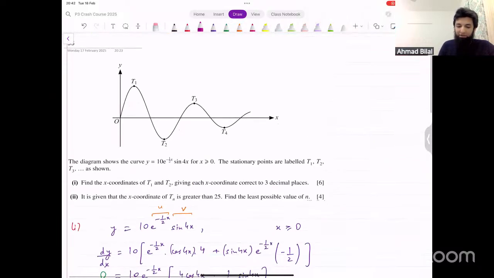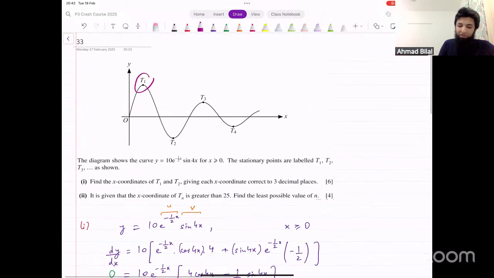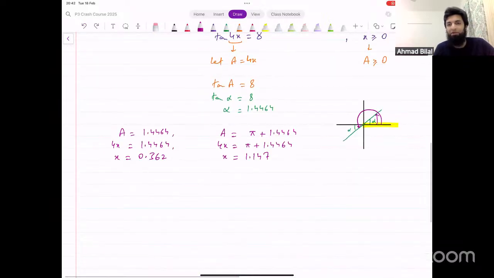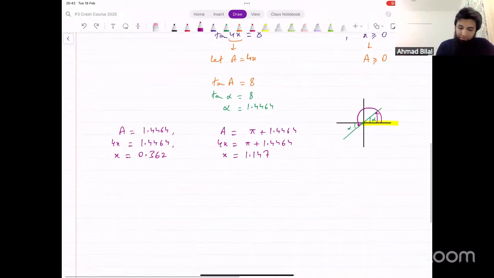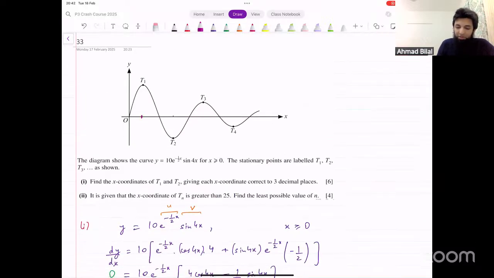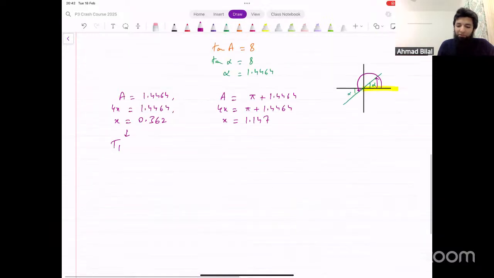They wanted us to find the x coordinates of the first two stationary points. These are the first 2 points that we're getting, 0.362 and 1.147. Okay, that's the first part. We say this is T1, the smaller one, right? This is a smaller x coordinate, this is a bigger x coordinate. So the smaller values for T1, the bigger values for T2. So we find those two x coordinates. That's the first part. Let's look at the second part now.